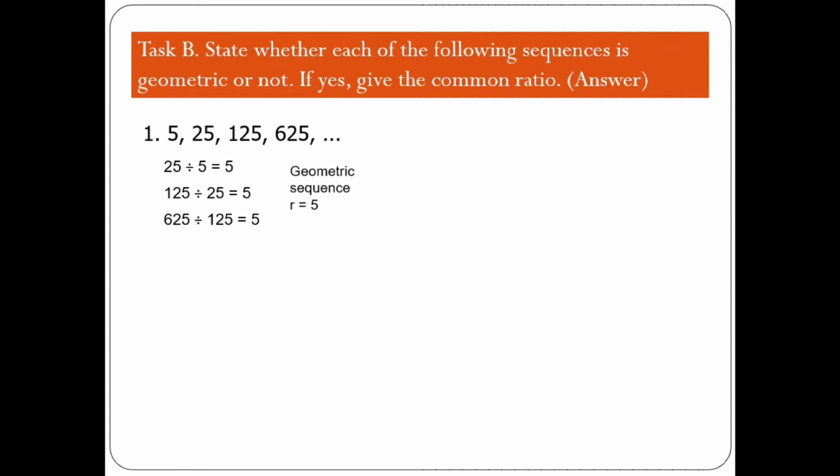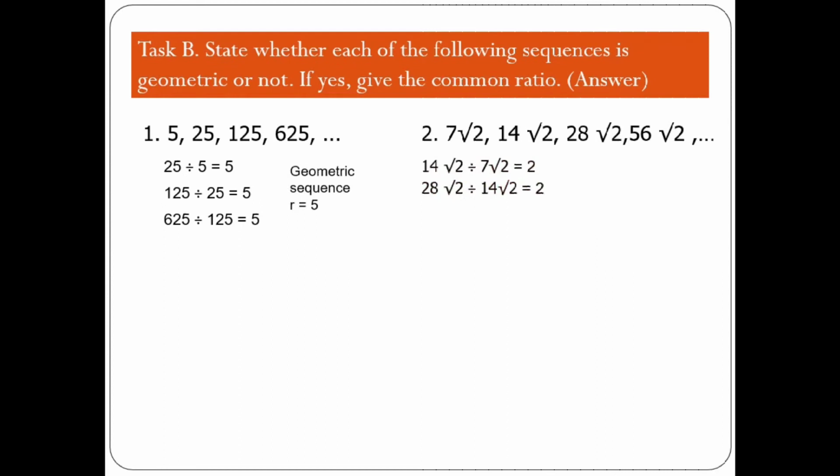Number 2, 7 square root of 2, 14 square root of 2, 28 square root of 2, 56 square root of 2, and so on. So 14 square root of 2 divided by 7 square root of 2 is 2. 28 square root of 2 divided by 14 square root of 2 is 2. 56 square root of 2 divided by 28 square root of 2 is 2. This is an example of a geometric sequence since there is a common ratio which is 2.